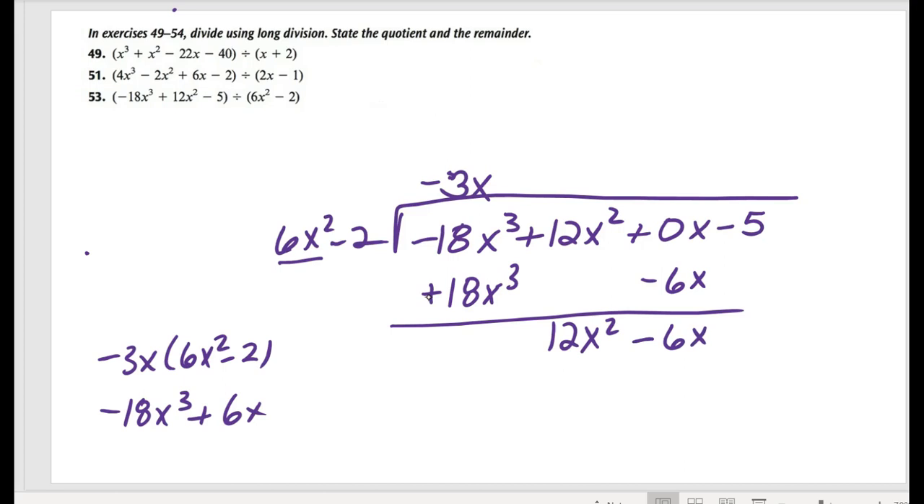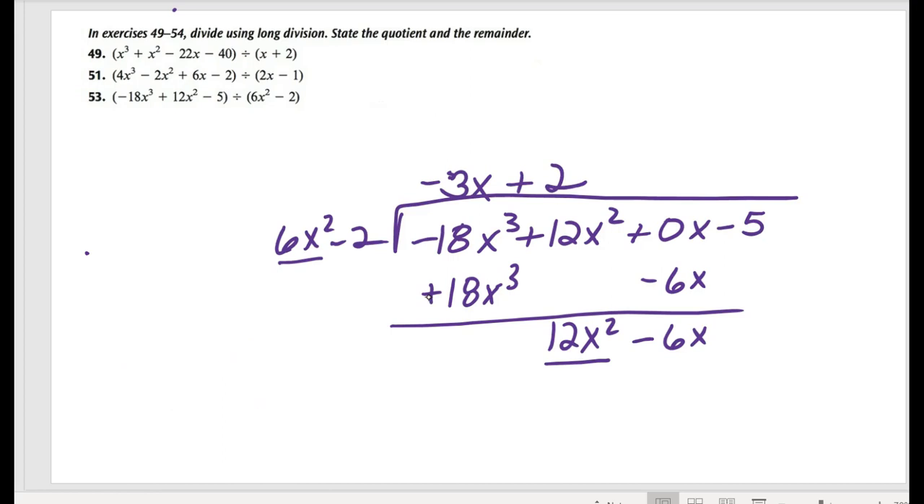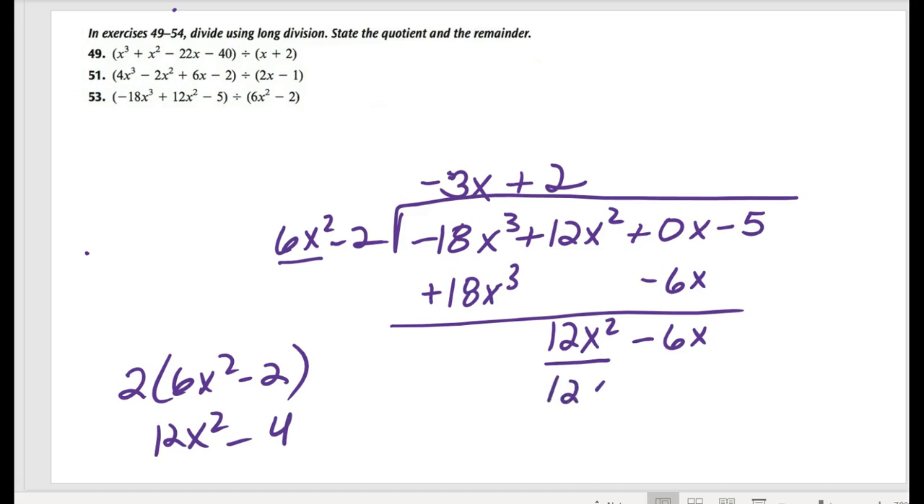Okay? Now looking at my leading term here, what times 6x squared will give me 12x squared? I'm going to say that's a 2. So I'm going to go ahead and multiply those together and see what I get. I'm going to get 2 times 6x squared minus 2, and I get 12x squared minus 4. Notice again, the 4 should not go under the 6x. So I'm going to go ahead and bring this down here so that it has something to add to. So I brought this one down. Okay.